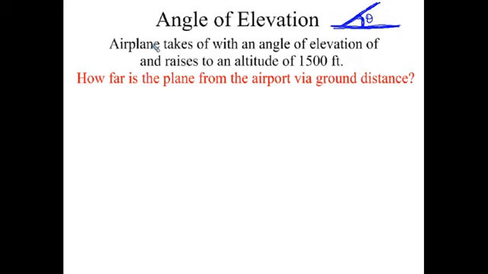So let's take a look at an example of what this actually looks like. An airplane takes off with an angle of elevation and raises to an altitude, or a height rather, of 1,500 feet. We want to figure out how far is the plane from the airport via the ground distance. So let's take a little picture of that. Maybe we'll say it has an angle of elevation of 12 degrees, just as an example.